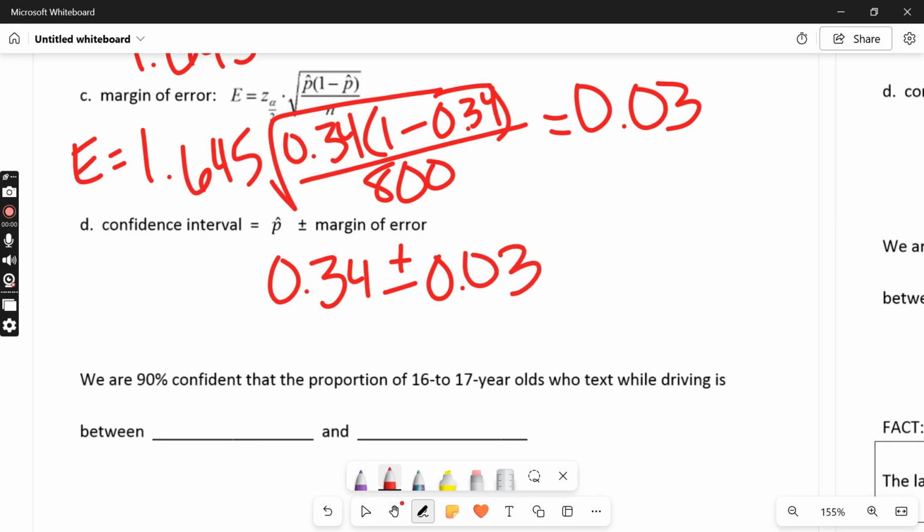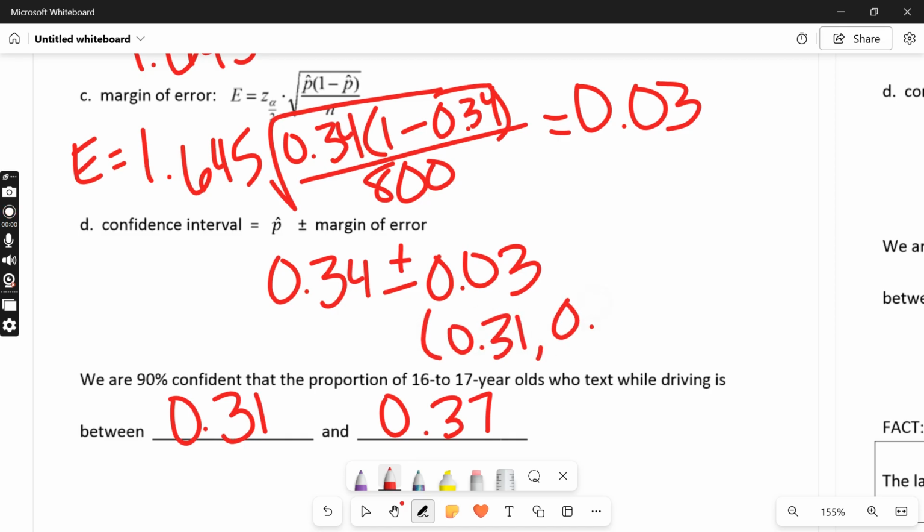Okay, so then I actually am going to complete that. It says we are 90% confident that the proportion of 16 to 17-year-olds who text while driving is between, I'm going to subtract first, 34 minus 3 is 31, and 34 plus 3 is 37. And I could also have written that like this, 31 to 37. Okay, but you're just subtracting to get the lower one, adding to get the larger one.